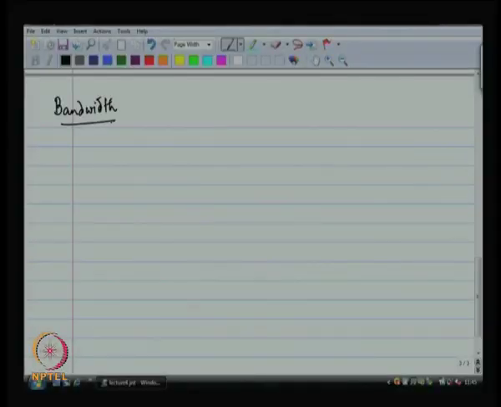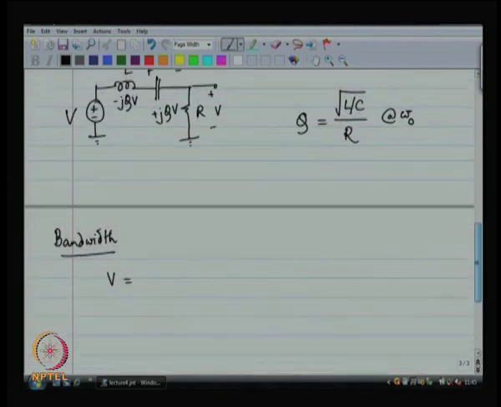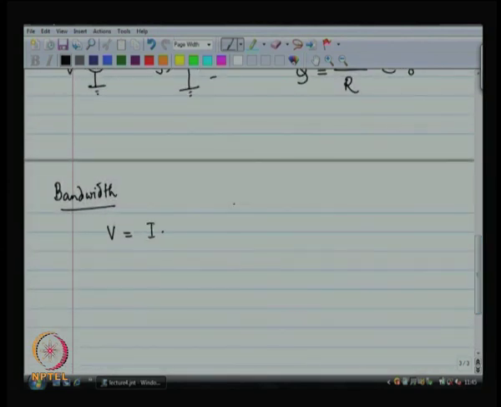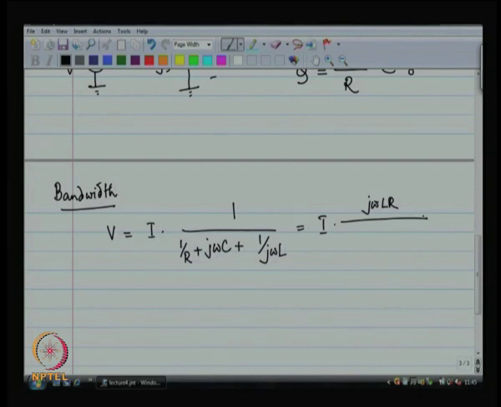Let us look at the parallel RLC network, and there V was equal to the voltage developed, the potential developed across R, L and C in parallel, which was I times (1 by R plus j omega C plus 1 by j omega L), which is also equal to I times j omega L R divided by (R plus j omega L minus omega squared R L C). I am sorry, omega squared L C R.